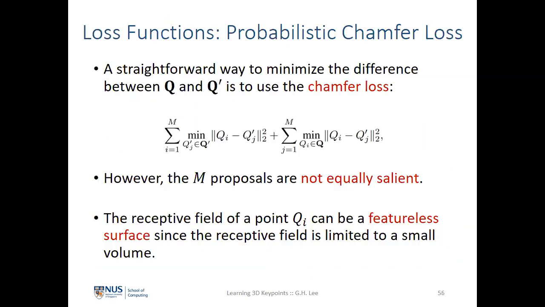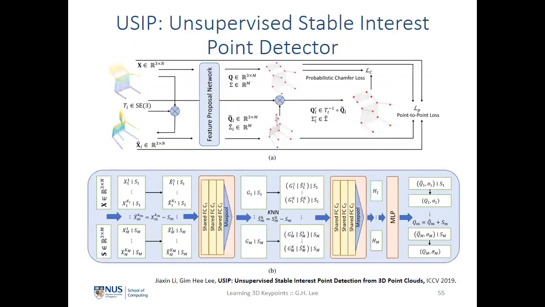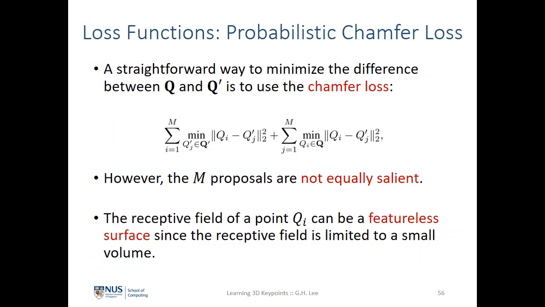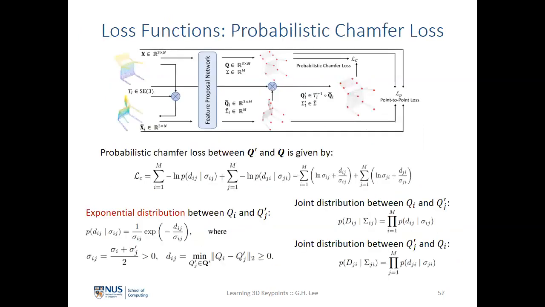A straightforward way is that for Q and Q tilde, we just take the chamfer loss. But this is a hard assignment, and it's not meaningful, because the M proposals from the feature proposer network are not going to be equally salient. The receptive field can be a featureless surface. So what we propose is that we also output sigma, which you can see as an uncertainty.